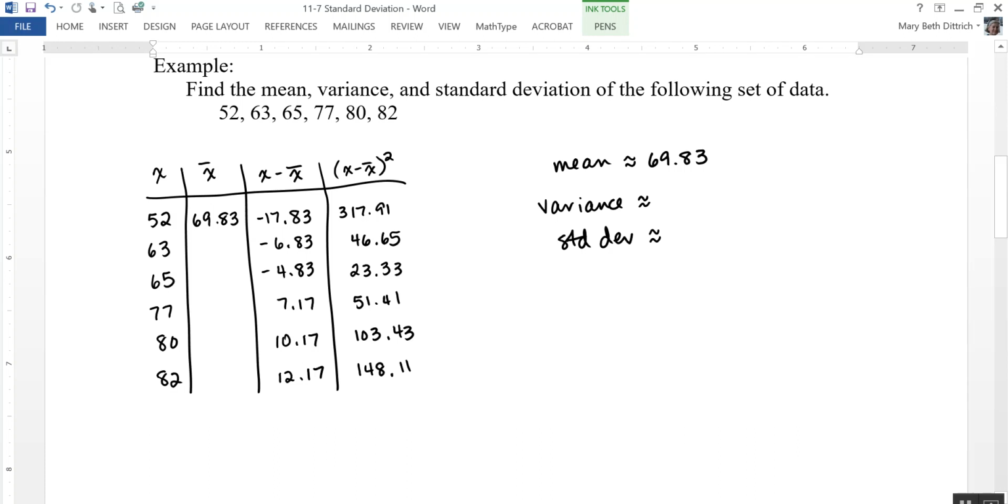Then the last column here is x minus x bar, that quantity squared. So what is negative 17.83 squared? That's 317.91. Okay, so that's kind of tedious and a lot of things to do.